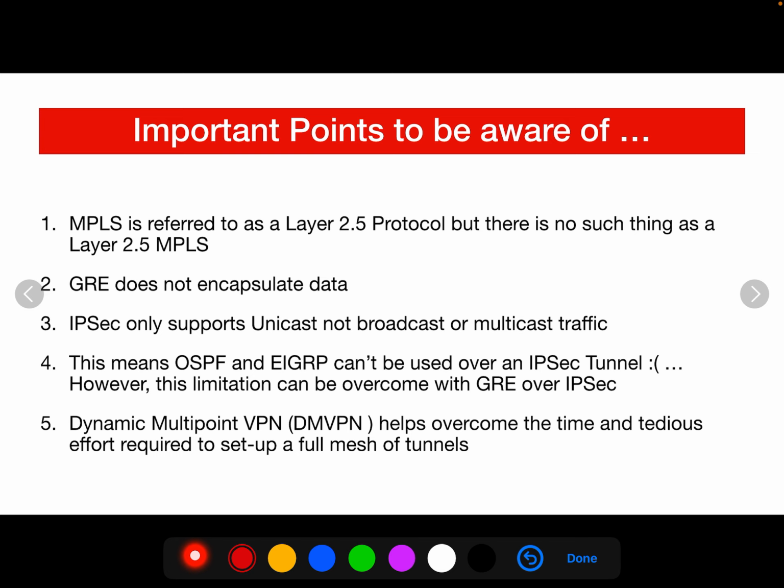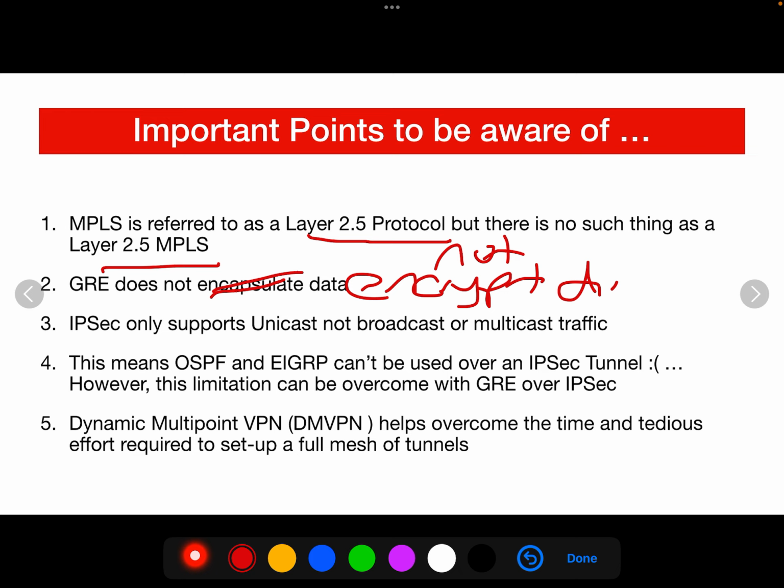Now, important points to be aware of. I've said this a couple of times, but I just want to remind you, MPLS is referred to as a Layer 2.5 protocol, but there's no such thing as Layer 2.5 MPLS. GRE does not encrypt data. Sorry, that was an error in the slide. It does not encrypt data. IPsec does, but IPsec doesn't support broadcast and multicast.